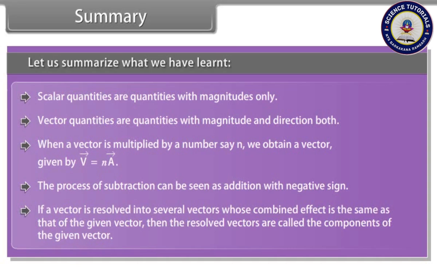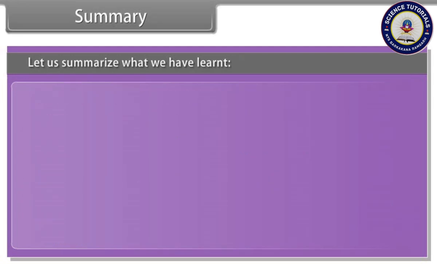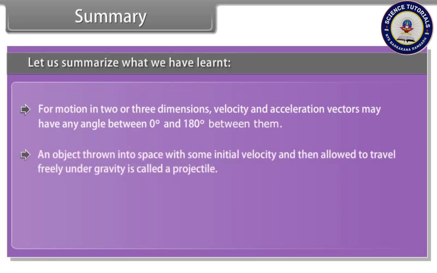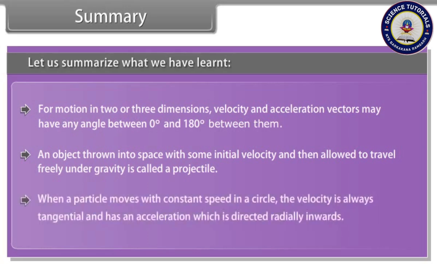If a vector is resolved into several vectors whose combined effect is the same as that of the given vector, then the resolved vectors are called the components of the given vector. For motion in 2 or 3 dimensions, velocity and acceleration vectors may have an angle between 0 degrees and 180 degrees between them. An object thrown into space with some initial velocity and then allowed to travel freely under gravity is called a projectile. When a particle moves with constant speed in a circle, the velocity is always tangential and has an acceleration which is directed radially inwards.